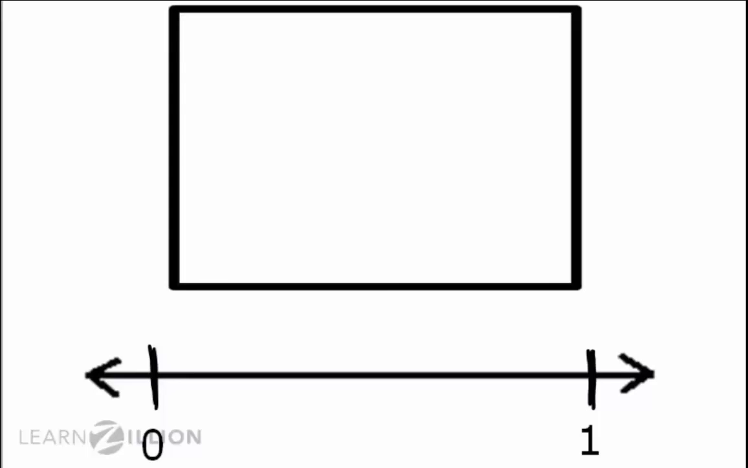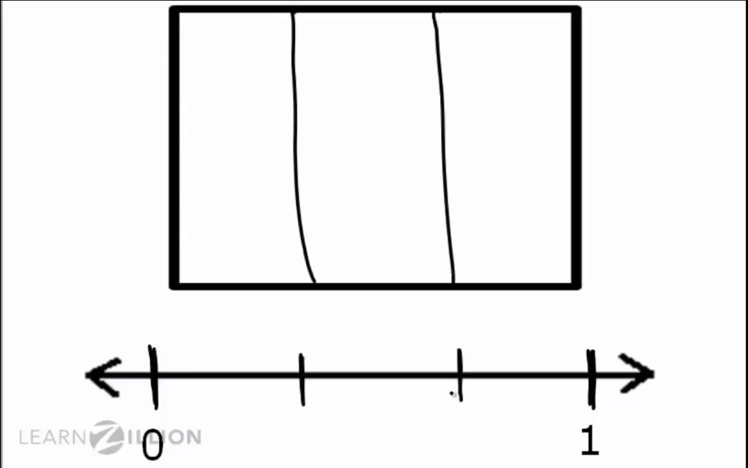I could think of breaking the unit block into 3 equal parts, or I could break the space on the number line between 0 and 1 into 3 equal parts. We know that when we break something into 3 equal parts, we break it into thirds, like this. I could count each of these equal pieces by thirds: 1/3, 2/3, 3/3.